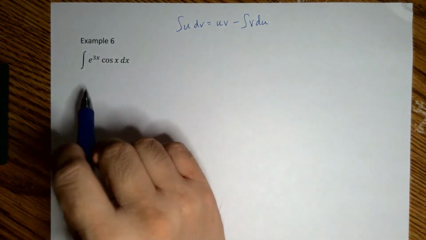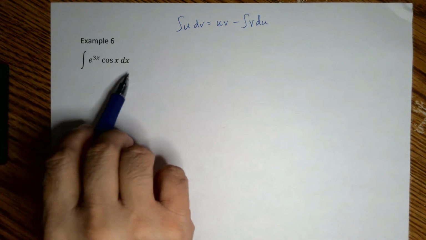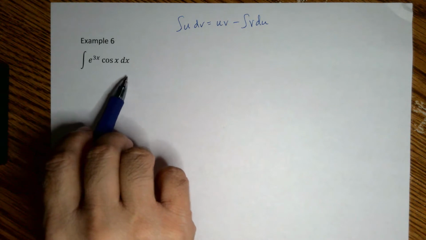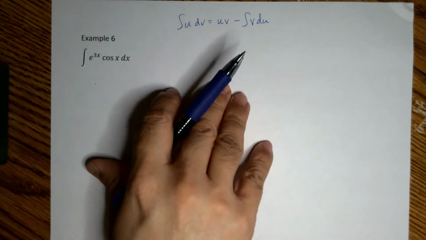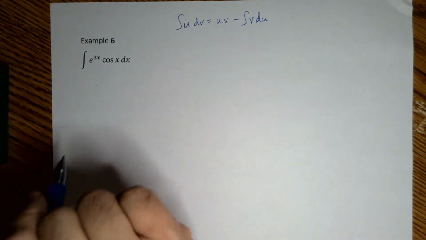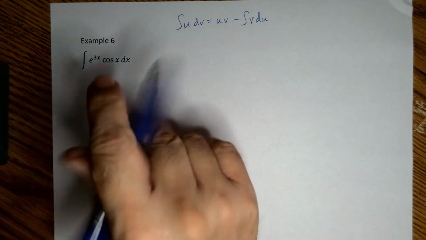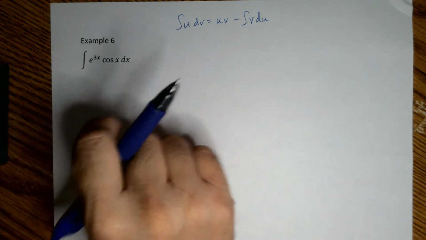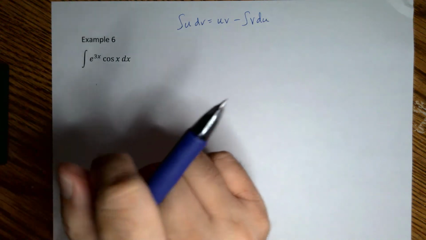Let's see. So in this case, you have u equal e to the 3x and dv equal cosine x dx. It doesn't really matter which one you choose, as long as you stick with the same plan, because you're going to have to do this several times. Now, this one actually turns out really weird, so pay attention to the end, because there's a weird twist near the end.